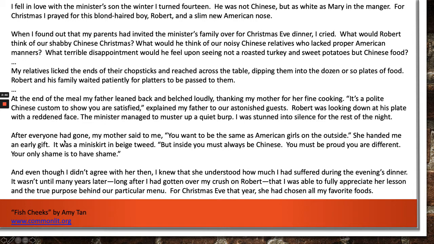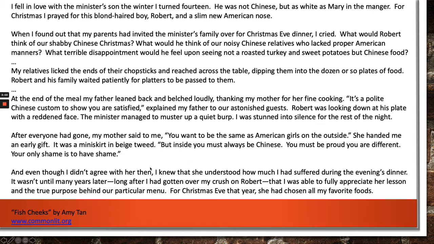After everyone had gone, my mother said to me, "You want to be the same as American girls on the outside." She handed me an early gift. It was a miniskirt in beige tweed. "But inside, you must always be Chinese. You must be proud you are different. Your only shame is to have shame."